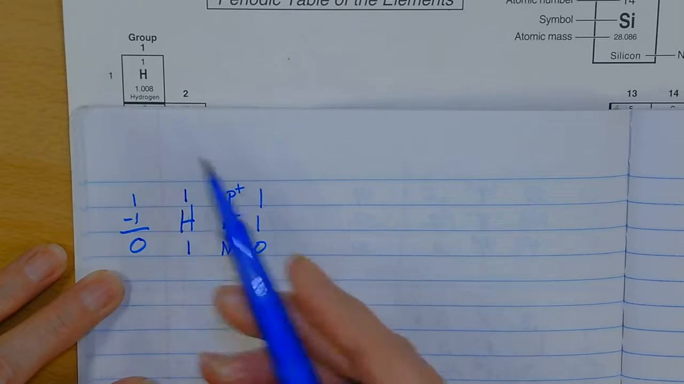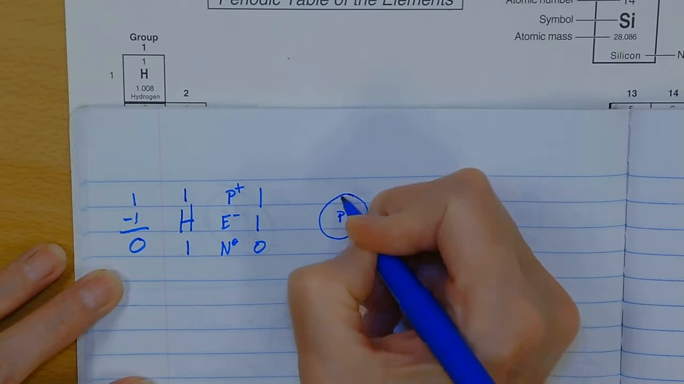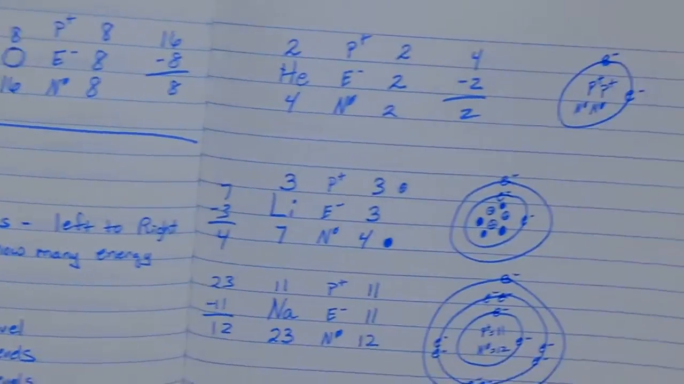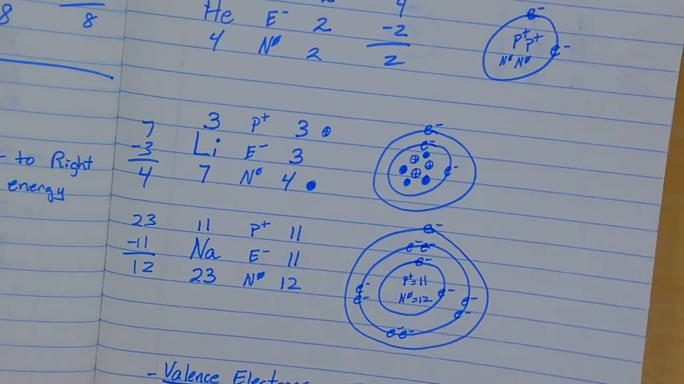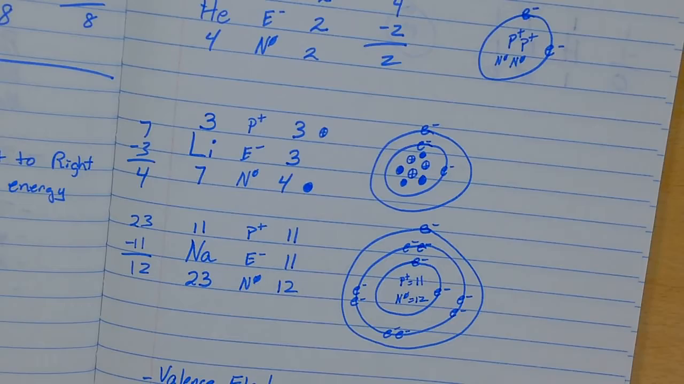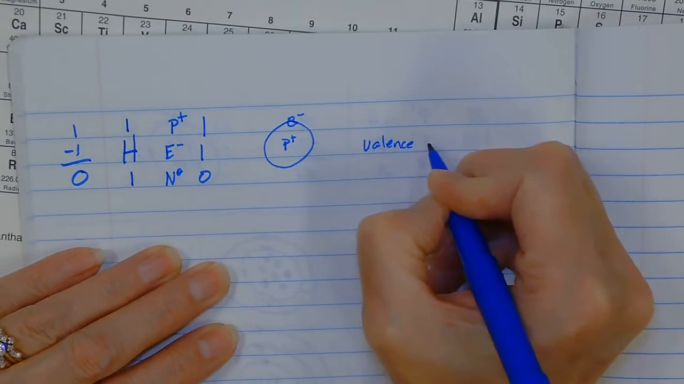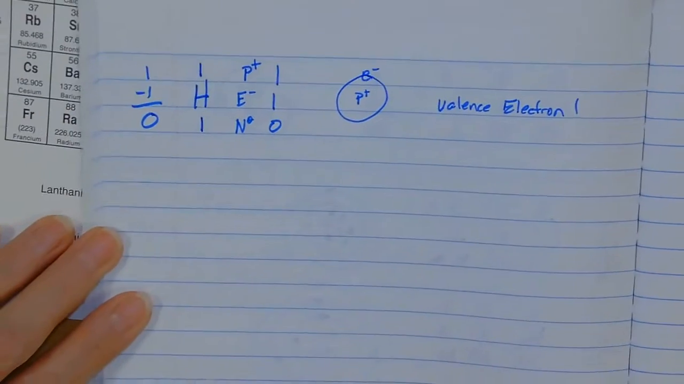Hydrogen is on period 1, so we just need 1 energy level. We need our 1 proton and our 1 electron. So there is hydrogen, group 1, just like the lithium and the sodium Bohr model. So if you can see, hydrogen, lithium, and sodium all have just that 1 valence electron. Okay, so valence electrons: one. It just has 1.